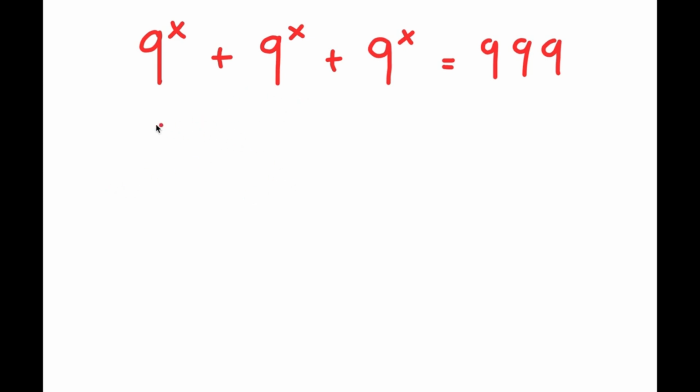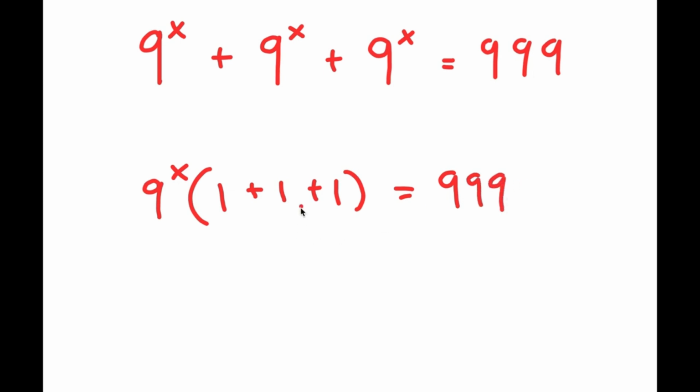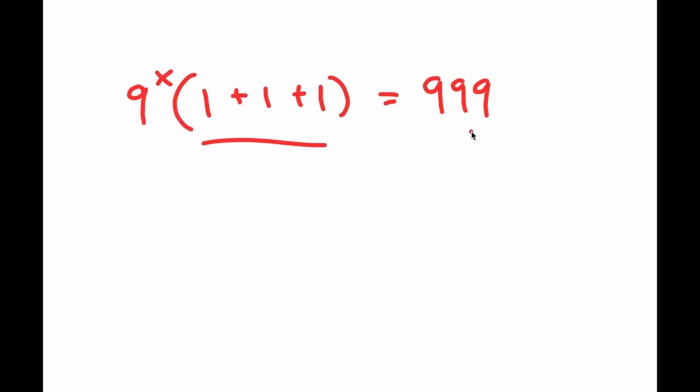Alright, I'm going to start off by factoring out 9 to the power of x from my left-hand side, because all my terms are 9 to the power of x. And from here, 1 plus 1 plus 1 is going to be 3, so I get 9 to the power of x times 3 is equal to 999.